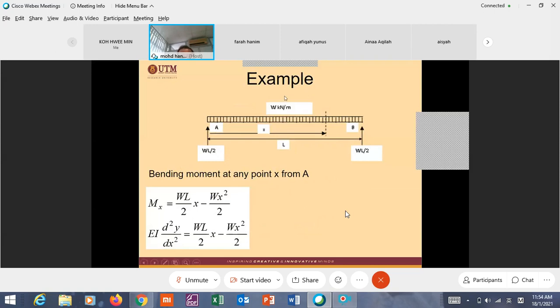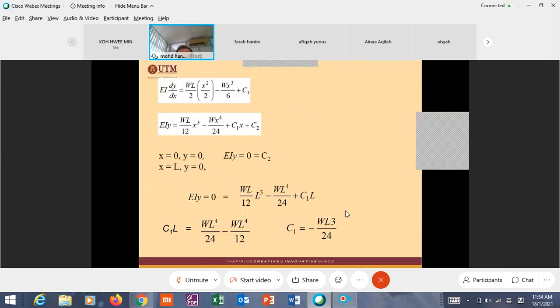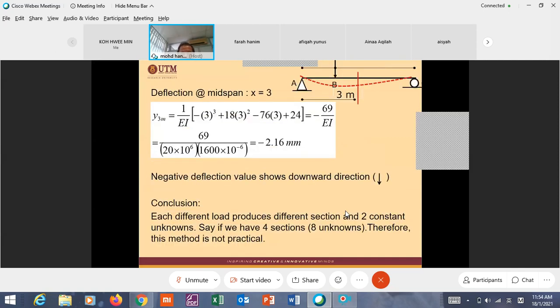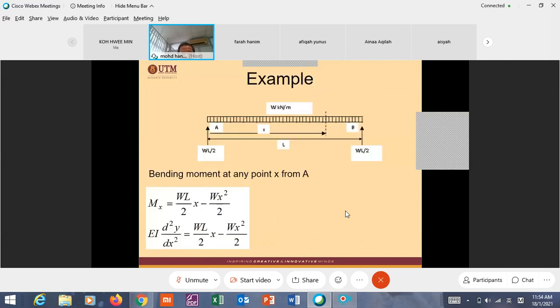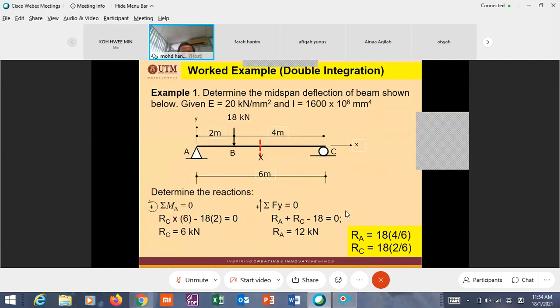Point load at midpoint. This is another important one, but I have not uploaded it into the PowerPoint. I have it in Word. I hope you can understand this one. And we go back to example one now. Determine the midspan deflection of the beam shown below. I go through this example and then we take a 5 minute break. Is it okay?